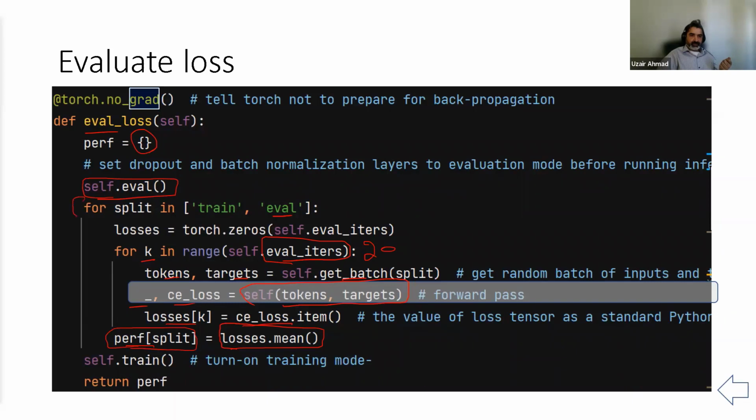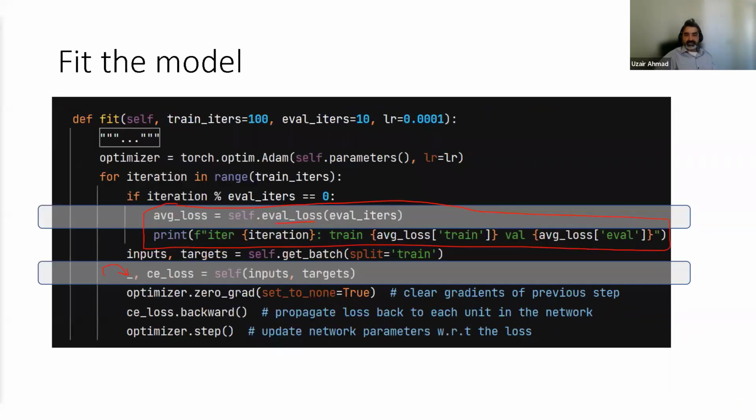Once we come out of this for loop, we turn on training mode so that next time when we pass the inputs, get the loss, PyTorch should be able to propagate that loss back through the network and update all the weights. So this is fitting the model. Just confirming, optimizer.step function will do what?